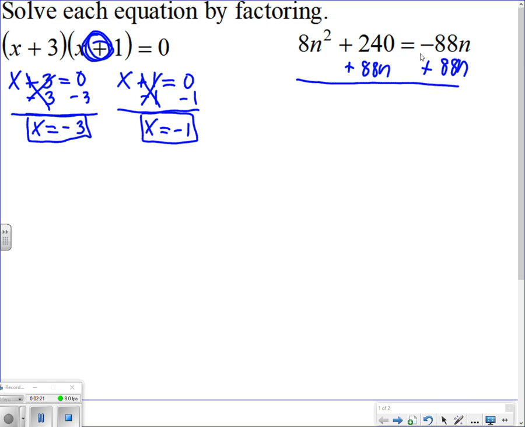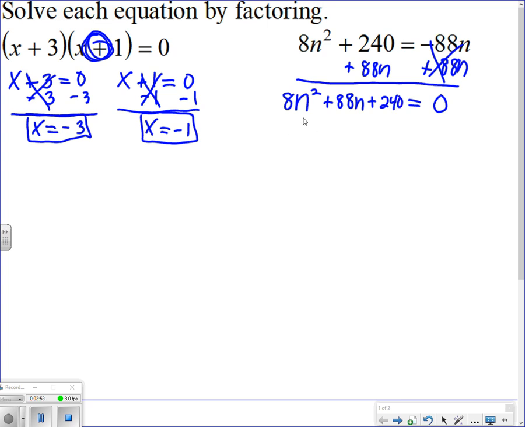Now, these are opposites, they're going to cancel. So if they cancel, there's nothing left over. Nothing is 0. And write this in descending order from the highest power to the lowest power. The highest power is 8n squared. The next lowest power will be plus 88n, plus 240.